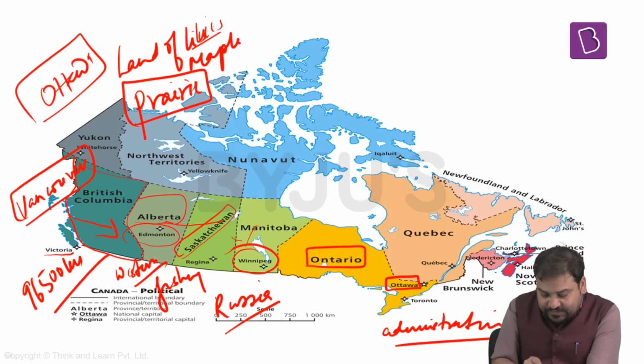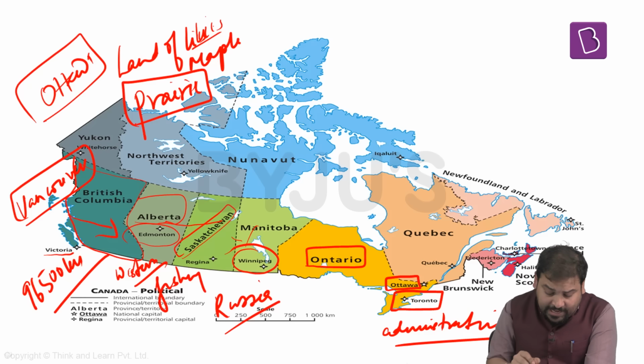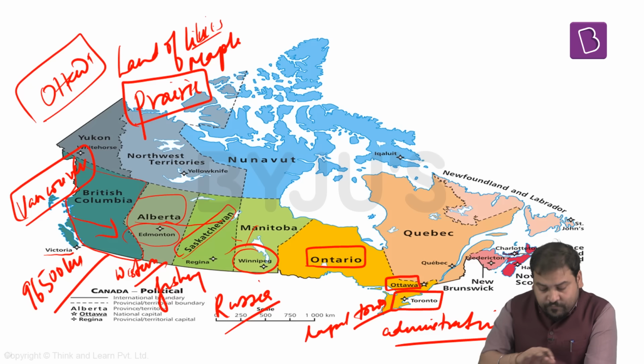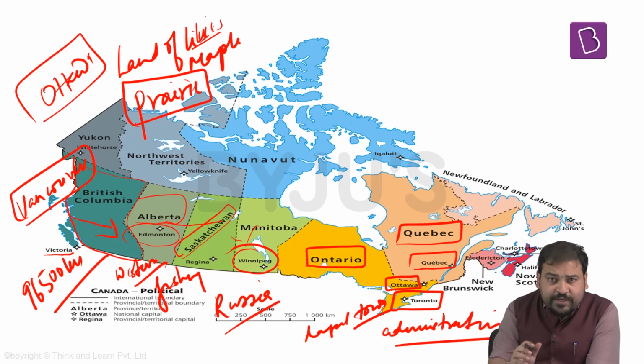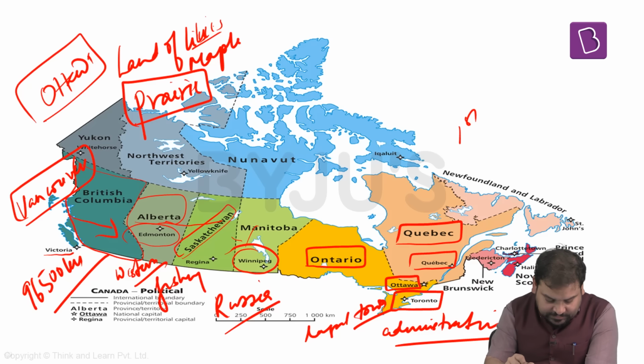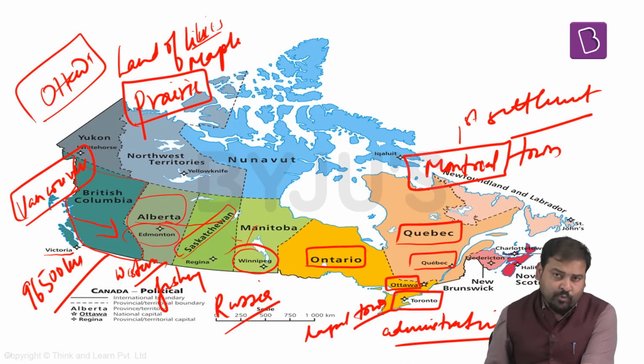But then this state also has Toronto, we all know, a place which has a large number of Indian diaspora, and this is the largest town of Canada. Further moving east, we reach the state of Quebec with its capital at the same namesake, Quebec. Now, Quebec is famous for being the first settlement town in Canada. Quebec also has Montreal, which is Canada's largest seaport.